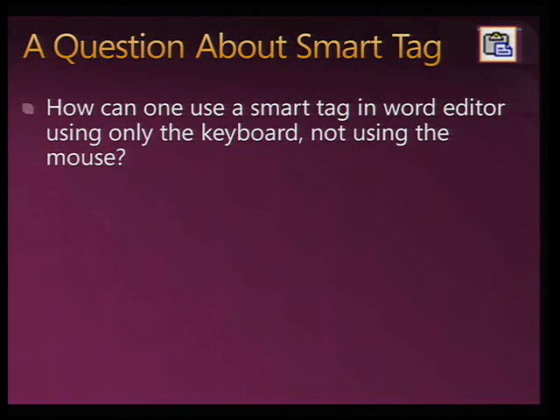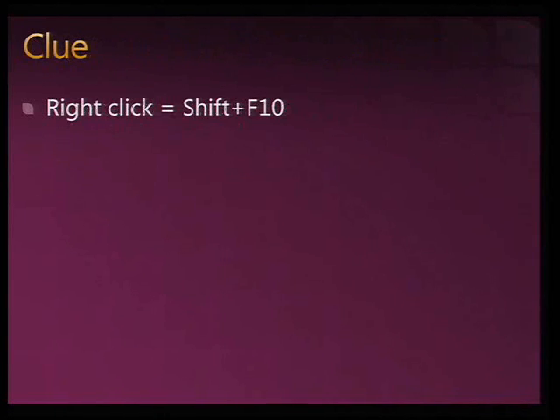Does anyone know how to operate it without a mouse? What? Wow, this is amazing. I couldn't believe anyone would know that. Yes. So the answer is Alt-Shift plus F10. That's Microsoft. It's not me. I didn't invent it. When you try to right click, you can also do it with the keyboard. If you don't have the right click button on your keyboard, then Shift plus F10 is the right click, and Alt-Shift plus F10 is the smart tag.